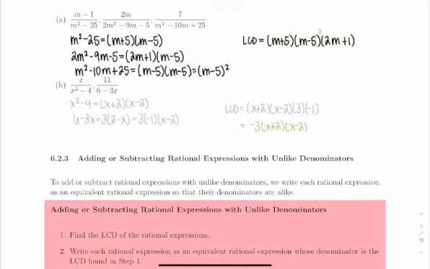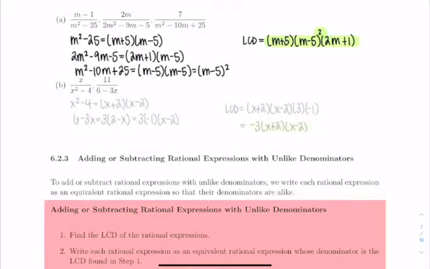Once we have each unique factor listed, we need to find the highest power that's present for any of them. So m plus 5 is only present once and it has a power of 1. m minus 5 does have a power of 2 in the last one, so that's what we need to raise it to. In 2m plus 1, the highest power is 1. So our LCD is (m plus 5)(m minus 5) squared times (2m plus 1).